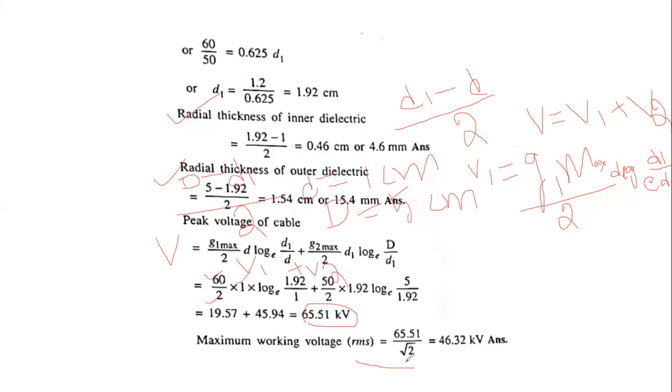That is equal to 46.32 kilovolts. This is the maximum working voltage in terms of RMS value. Therefore, V is equal to V1 plus V2, where V is the peak voltage of the cable. Then the maximum working voltage is V by root 2.